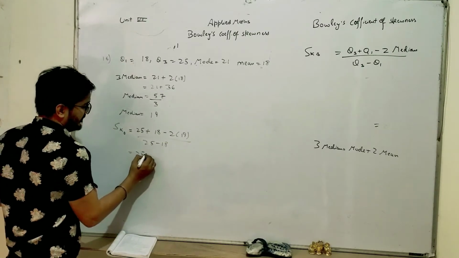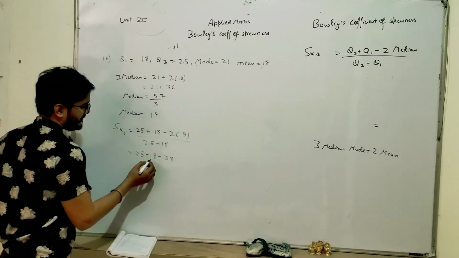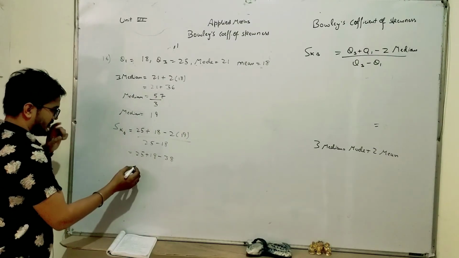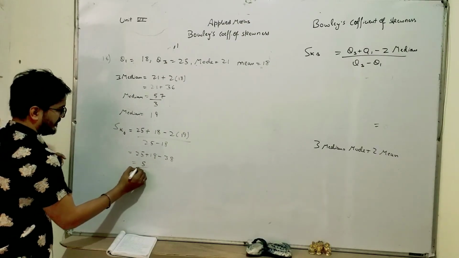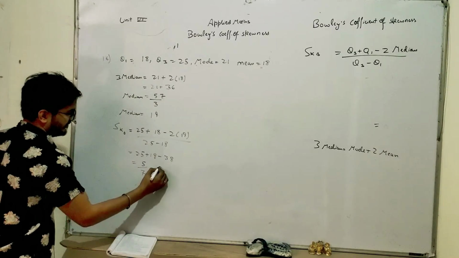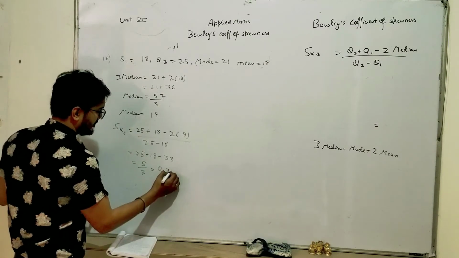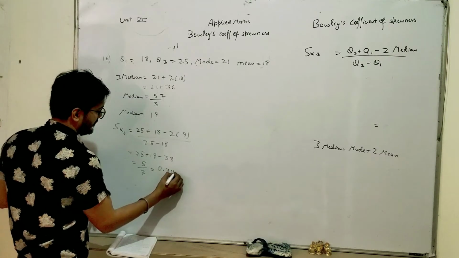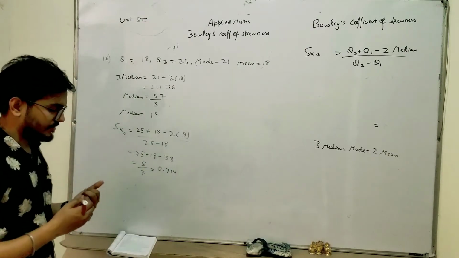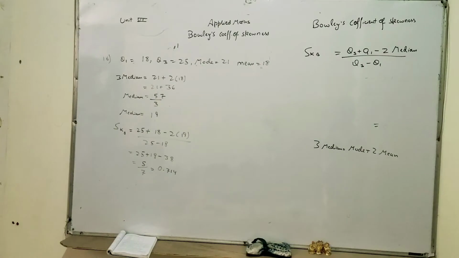So 25 plus 18 minus 38, right? So this is minus 20, and this 5 upon 25 minus 18 is 7. So 0.714. So this is our answer for question number 16, right? So this is about Bowley's coefficient of skewness.